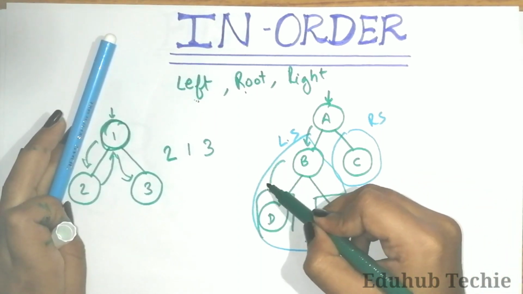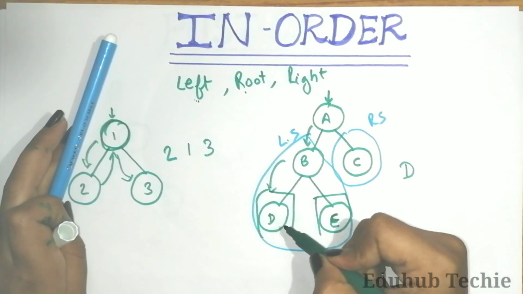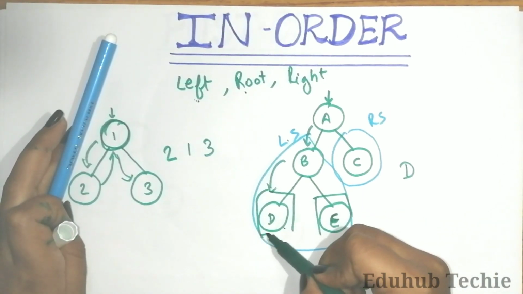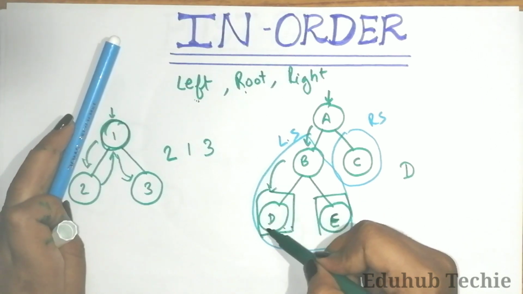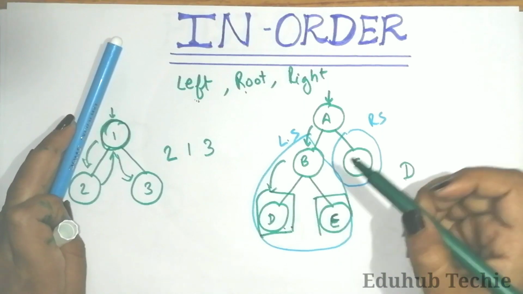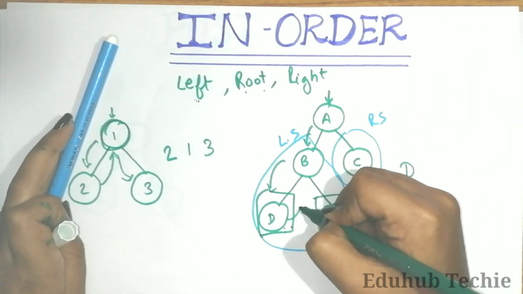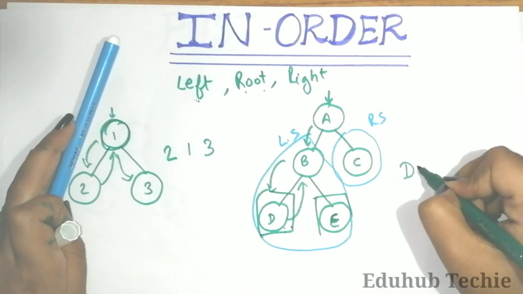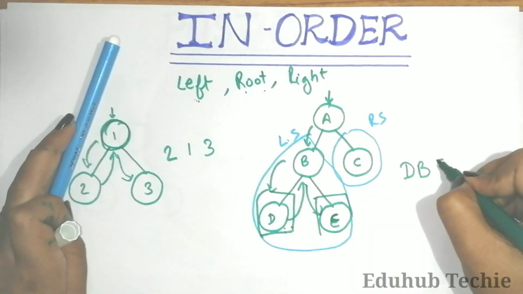Okay, so then we'll move towards D and we'll write D. Keep in mind that we have to come to the bottommost left side first. Okay, so D is the bottommost left. So we will come to D. After that, where do we need to move? Towards the root. Which is the root of D? B is the root. So we'll write B. Then towards the right, we'll move towards E.